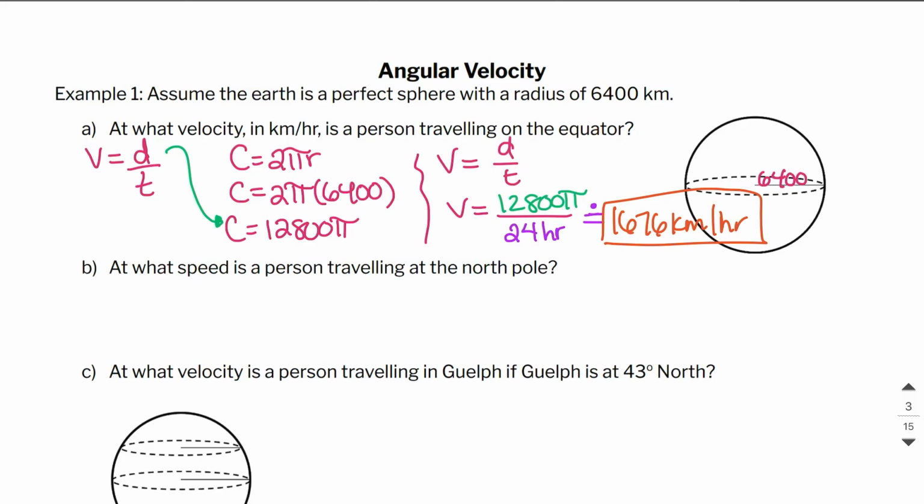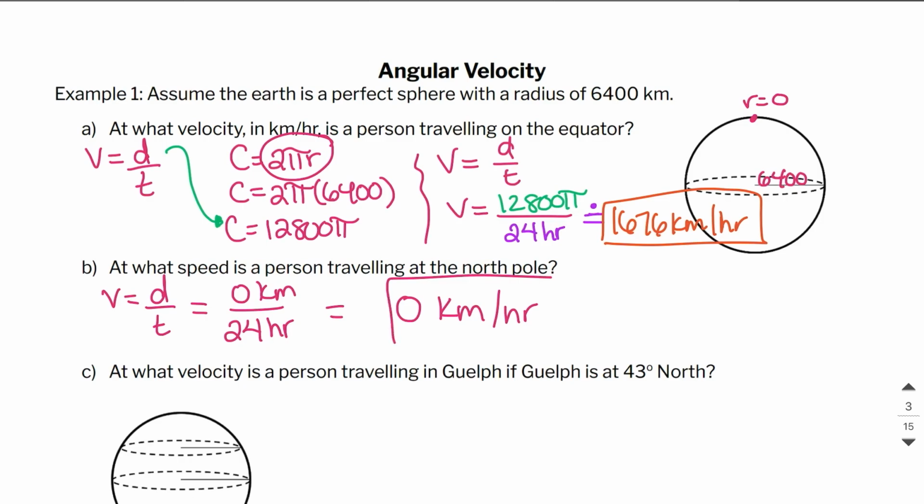Then it says, at what speed is a person traveling at the North Pole? Technically, if you're right on the North Pole, you're not traveling at all, because no matter how much the Earth is rotating, you're not changing your position at all, right? Your distance is still 2 pi r, but at the North Pole the radius would be 0, right? So this would be 0 kilometers, still taking 24 hours, so this would technically be 0 kilometers per hour.